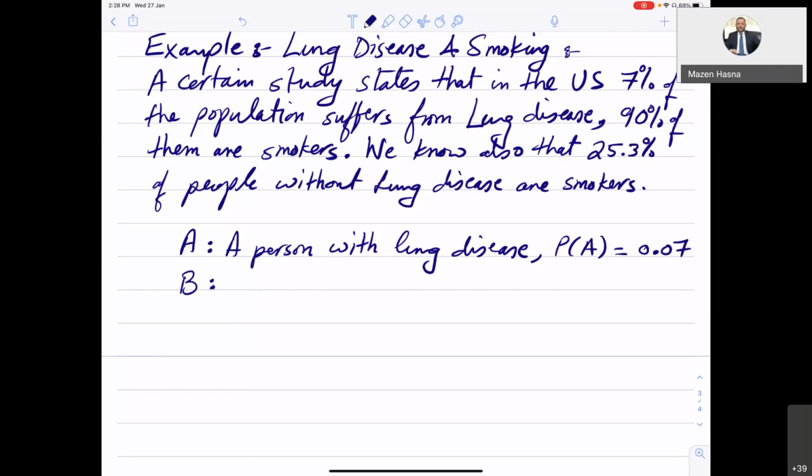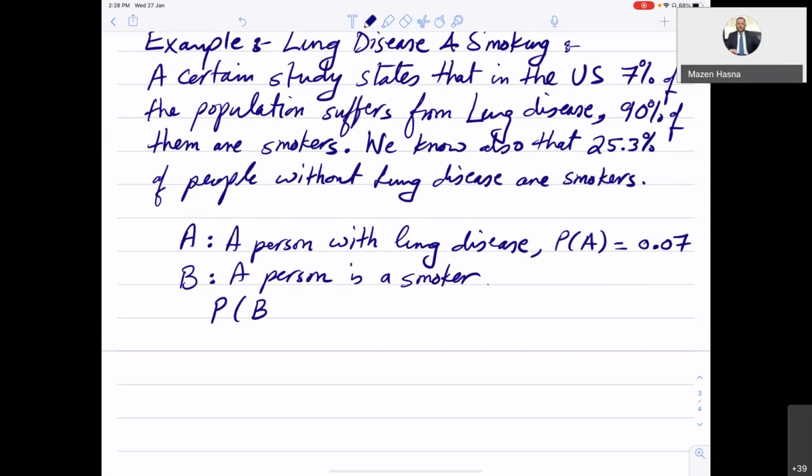Okay, fine. Second question, let's define another event, B, which is a person is a smoker. Do we have a direct number for probability of a smoker? Do you have it ready? No, we don't have it. So what do we have?